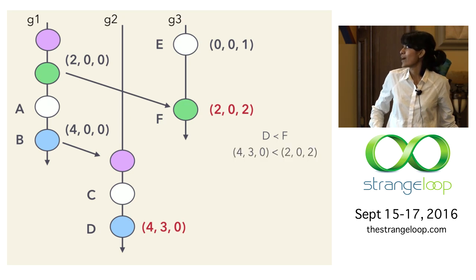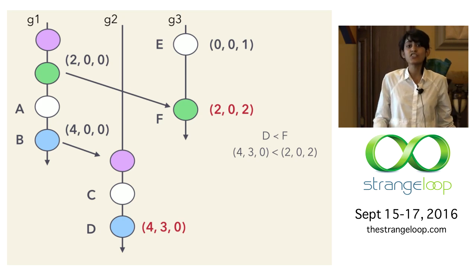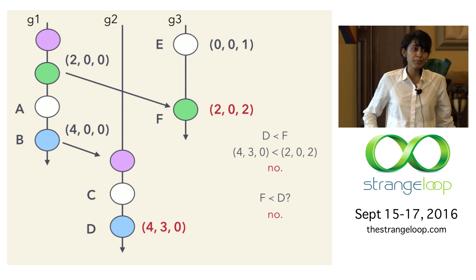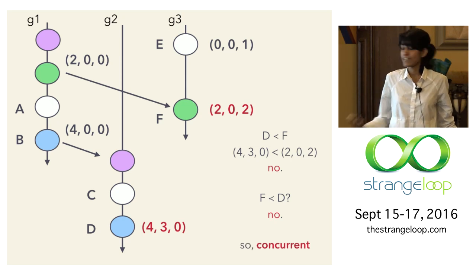No. Right. So we're going to compare their vector clocks. And we see that not every element in D is less than the corresponding element in F. So D does not happen before F. What about F happens before D? For the same reason, F does not happen before D. And since neither happens before the other, this is a concurrent access.